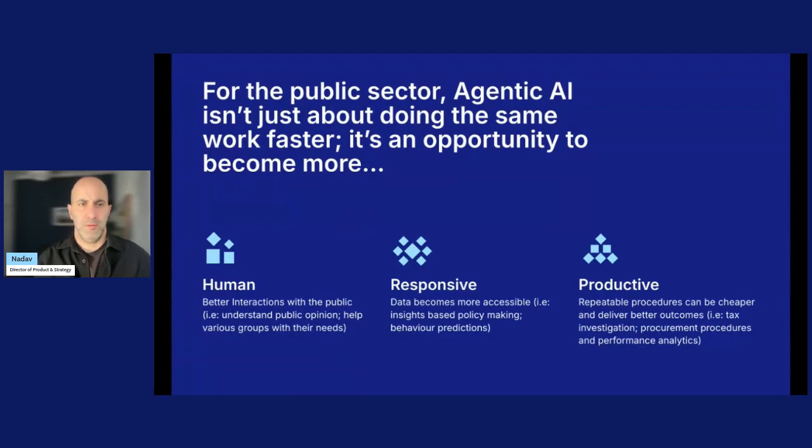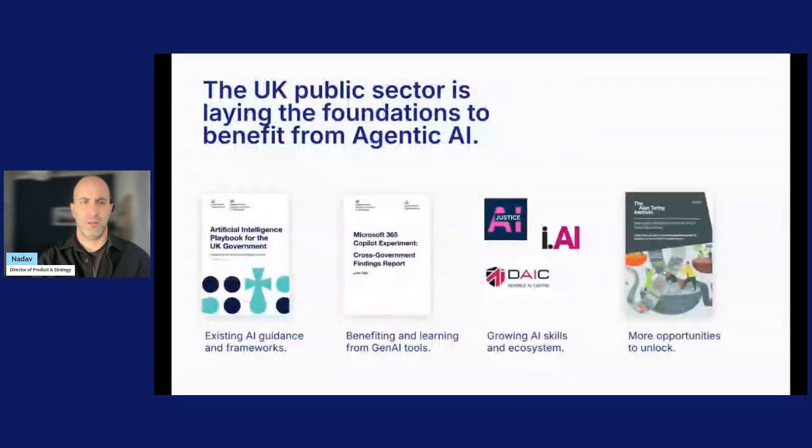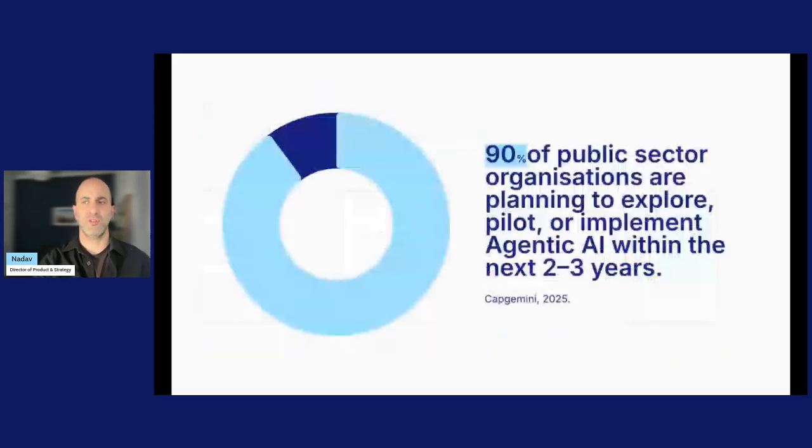Specifically within the UK public sector, or kind of within the UK context, we see that there is a good framework the government provides, and a lot of appetite to get the public sector to start benefiting from Agentic AI. So we've seen over the last 12 months or so AI guidance frameworks that have been shared by government, by GDS. And there is strong appetite from government buyers, or kind of government bodies, to start experimenting with AI. So we've seen that over 90% of public sector organizations are planning to explore, pilot or implement some sort of agentic AI within their organizations within the next 2 or 3 years.